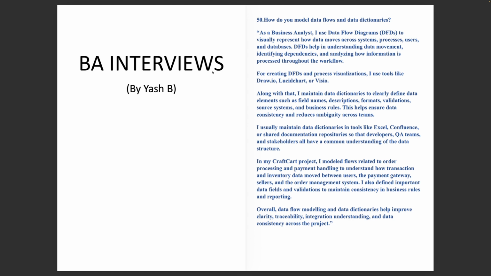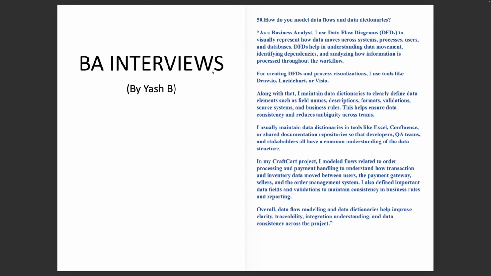So as you can see, I have used data flow diagrams to visually represent how data moves between users, systems, processes, APIs, and databases. This helps in understanding how information flows, where data is stored, and how it's processed across systems. For data flow modeling, I create DFDs to visualize system interaction, identify dependencies, understand integrations, and analyze how data moves throughout the workflow. For process visualization, I usually use tools like Draw.io, Lucidchart, Visio, or Miro.